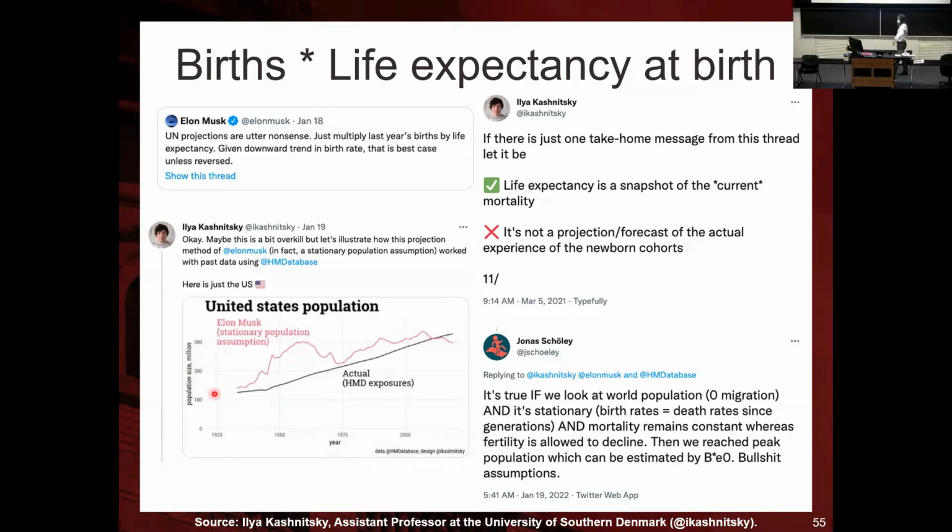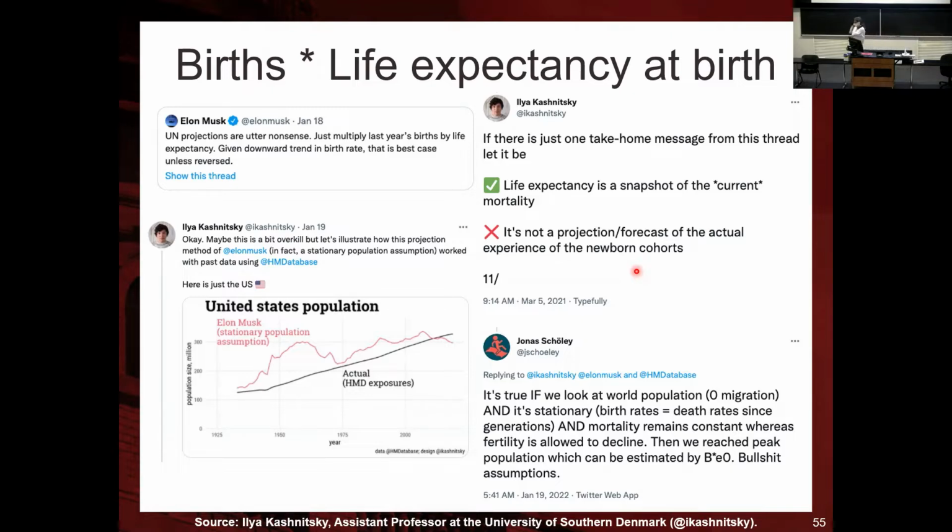If there is just one take-home message from this thread, life expectancy is a snapshot of the current mortality. It is not a projection or forecast of the actual experience of the newborn cohorts. Mortality is still changing. I mean, the pandemic now is making mortality go up again. I already showed it to you here, estimated showing that between 2020 and 2021, life expectancy in the US dropped 1.5 to 2 years because of the pandemic. So mortality is still fluctuating.